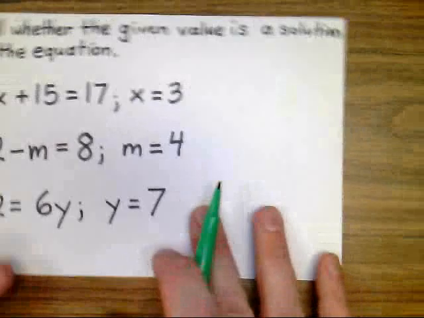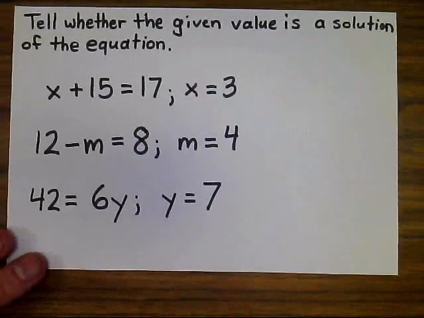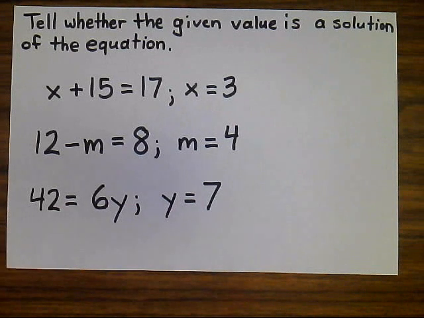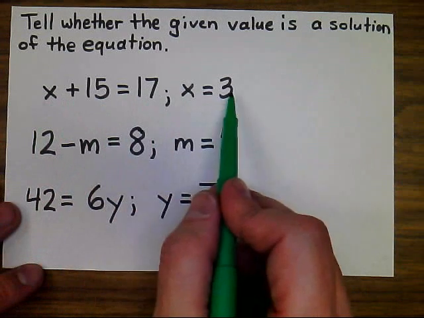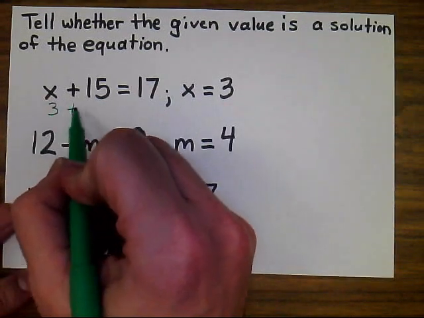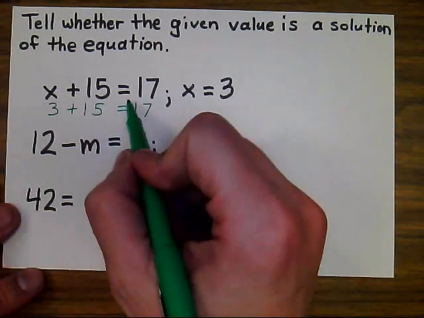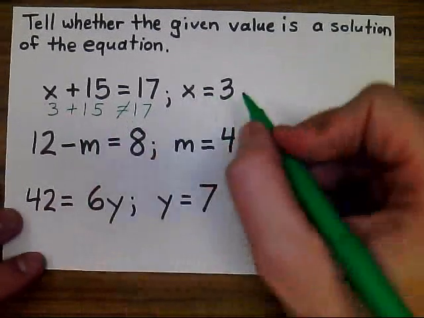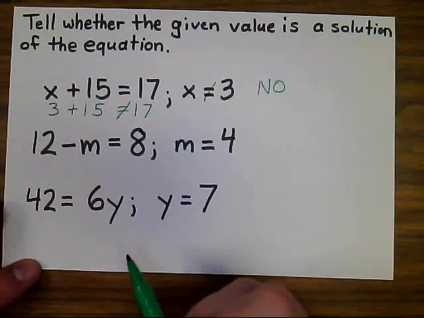So what you'll be asked to do a lot of the time is you'll be given an equation and you'll be given a potential solution, and it's your job to decide whether that solution is a solution to this particular equation. So when it says x plus 15 equals 17, you're basically just going to plug that 3 in place of that x. And you'll say to yourself, is 3 plus 15, does that equal 17? And you know it doesn't. 3 plus 15 equals 18. So the answer here is no. 3 is not a solution to this equation. X does not equal 3.